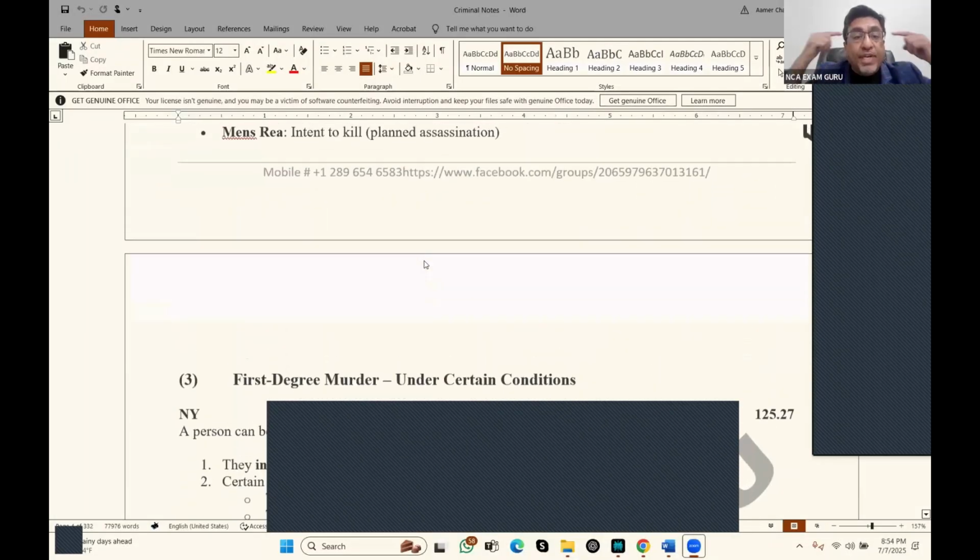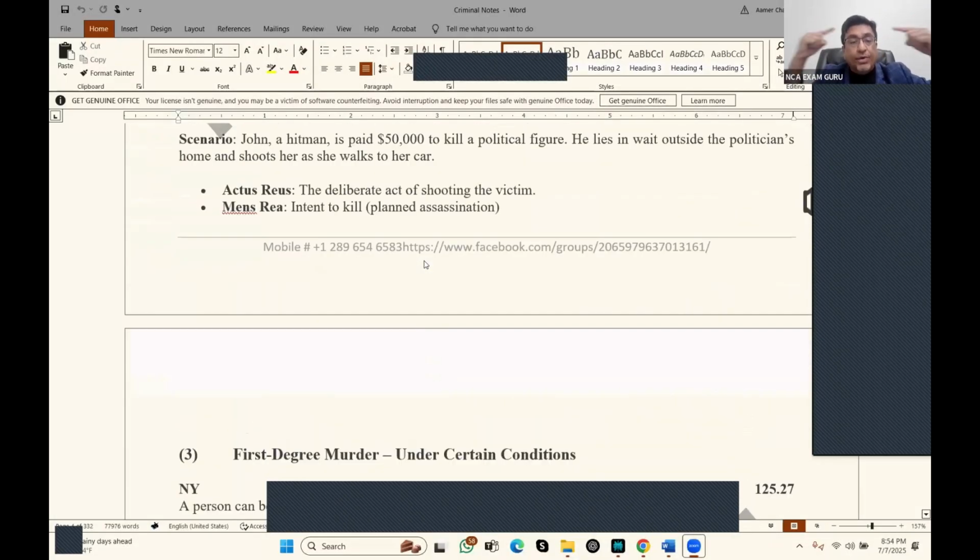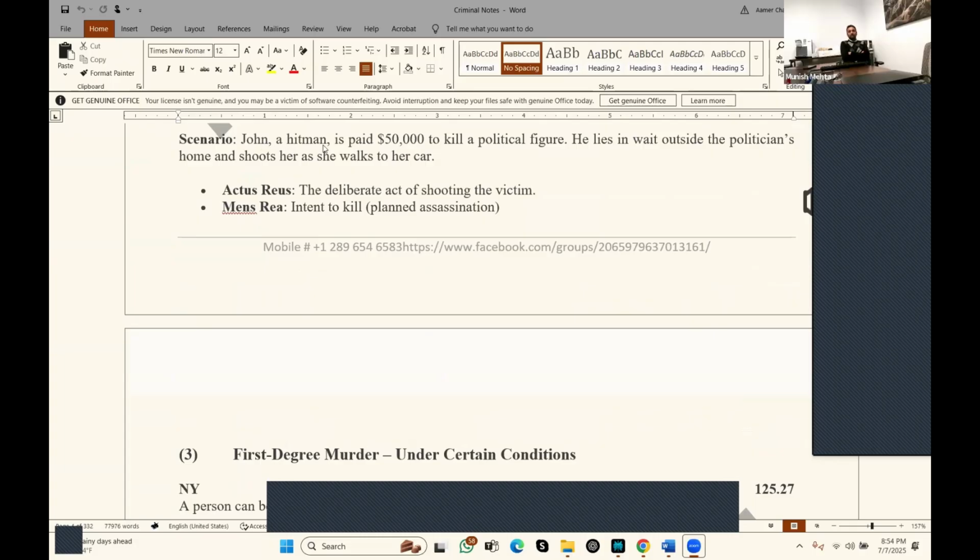Now you have to read, and I'm going to ask a question. Example: can you read this? John, a hitman, is paid $50,000 to kill a political figure. So what do you think? He'll be charged under what? First degree murder. Which step, first, second or third? Third.